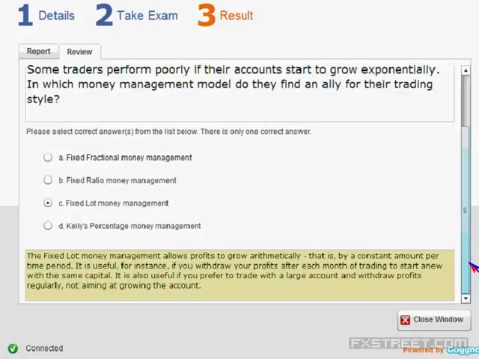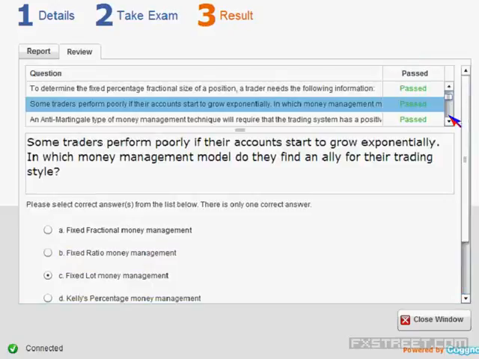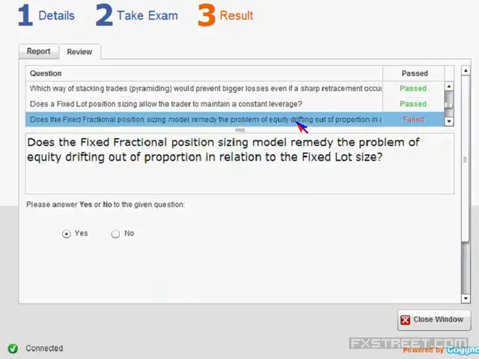Okay. Yeah. So you may jump to question 12. Sure. Let's look at question 12. Let me see here. 1, 2, 3, 4, 5, 6, 7, 8, 9. This one: does the fixed fractional position size model remedy the problem of equity drifting out of proportion in relation to the fixed lot size? I guess it's this one.